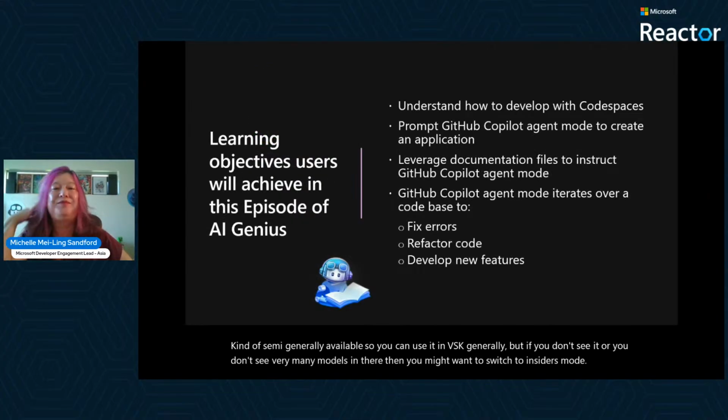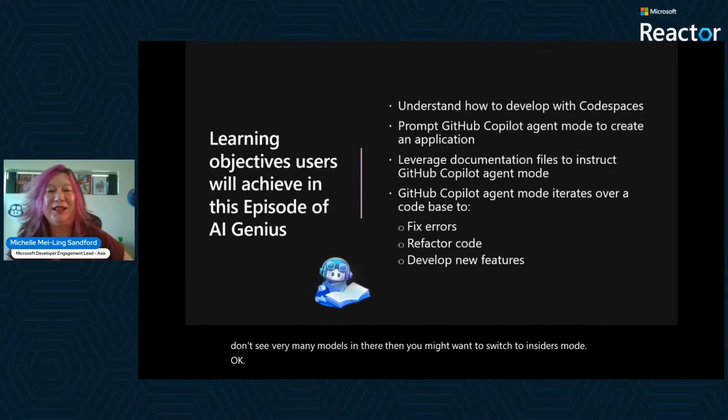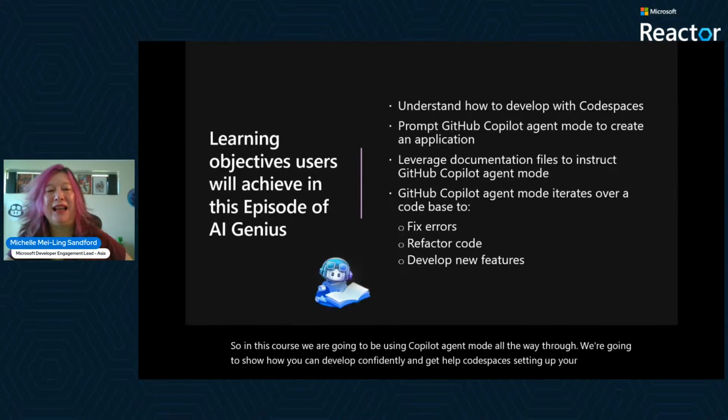Okay. So in this course, we are going to be using Copilot Agent Mode all the way through. We're going to show how you can develop confidently in GitHub Codespaces, setting up your environment for seamless cloud-based coding. I have to say, I have recorded each of the steps so that I can play and talk to them.